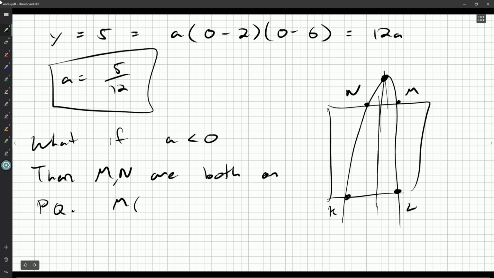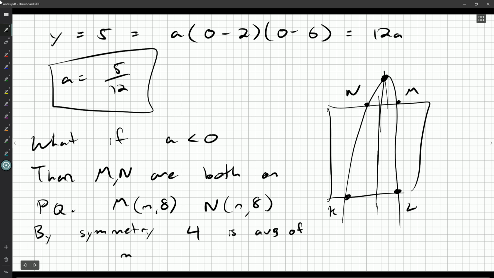We'll say M is at A8 and N is at B8. Actually, no, the question already has an A. Let's just use little m and little n. That works out. Okay. So now by symmetry, 4 is the average of m and n, because the x equals 4 axis has to sit between the two of them. So 4 is m plus n over 2.